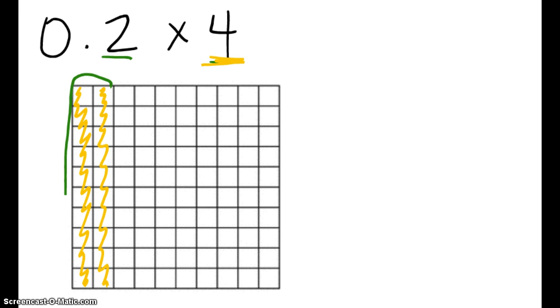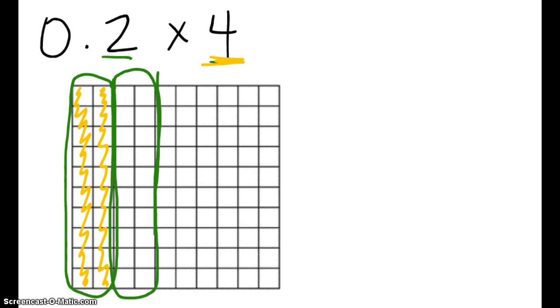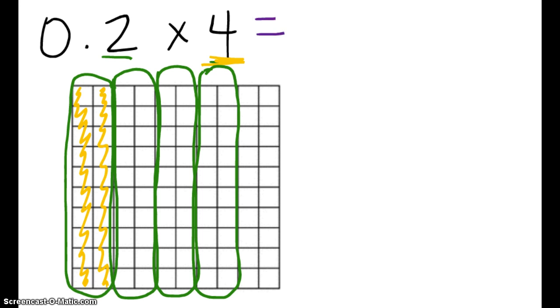So here's one group of 2/10. This would be another group of 2/10, a third group of 2/10, and a fourth group of 2/10. So 2/10 times 4 means that we have 1, 2, 3, 4, 5, 6, 7, 8 tenths.